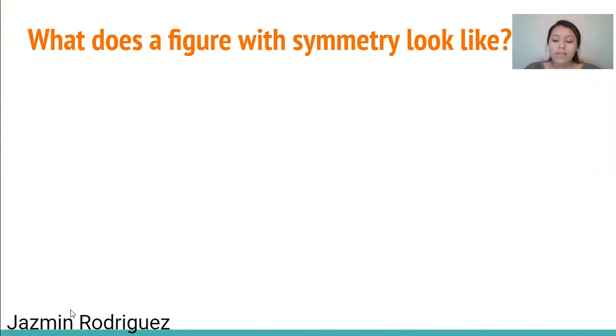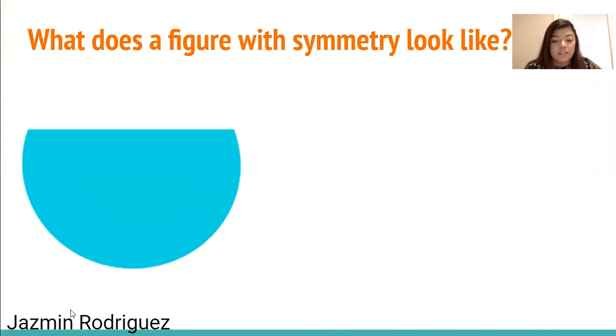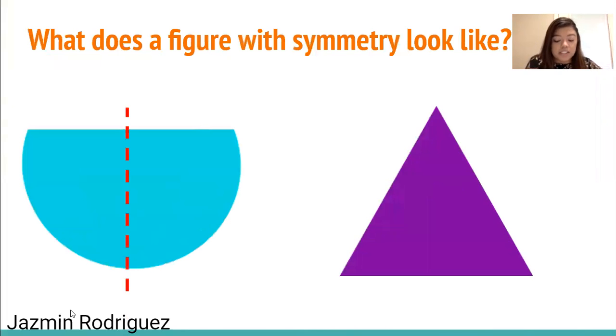Jasmine, what does a figure with symmetry look like? Oh, thank you, Cece. First, let's begin with a shape. Let's look at half a circle. This image demonstrates one line of symmetry because we can draw a line of symmetry vertically, and when we compare our left and our right sides of our shape, they look identical. Now let's look at a triangle. When we draw the same line of symmetry vertically, do both sides look the same? Yes, they do. Awesome. This means that the triangle is symmetrical.